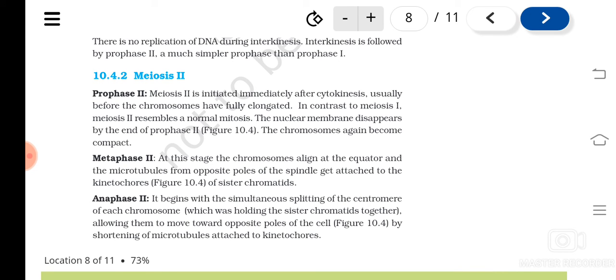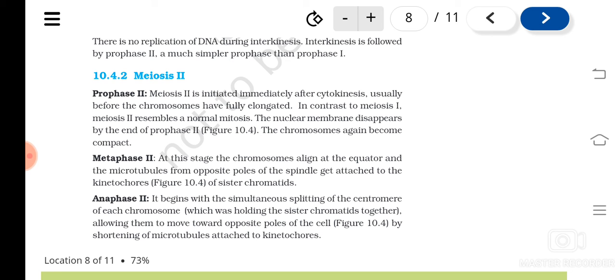So in prophase 2, what all things happen? Meiosis 2 is initiated after cytokinesis, usually before the chromosomes are fully elongated, which means decondensation won't be completed. Meiosis 2 is a simpler process when compared to meiosis 1, and it has more resemblance to mitosis. Meiosis 2 is more similar to what? Mitosis, not meiosis 1.